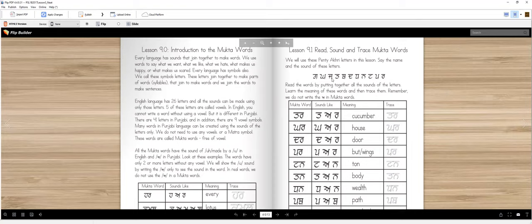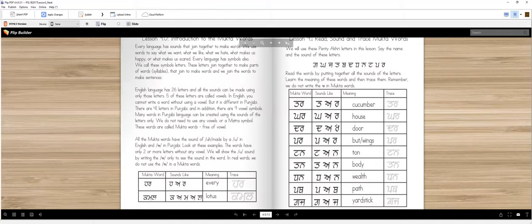Jaja, j. Tata, t. Dada, d. Tada, t. Tada makes 2 sounds. If it comes in the beginning of a word, it makes a sound t. If it comes at the end, it makes a sound th. Nana, na. Tanka, ta. Papa, pa. Rara, r. So these are the letters we are using in this lesson.